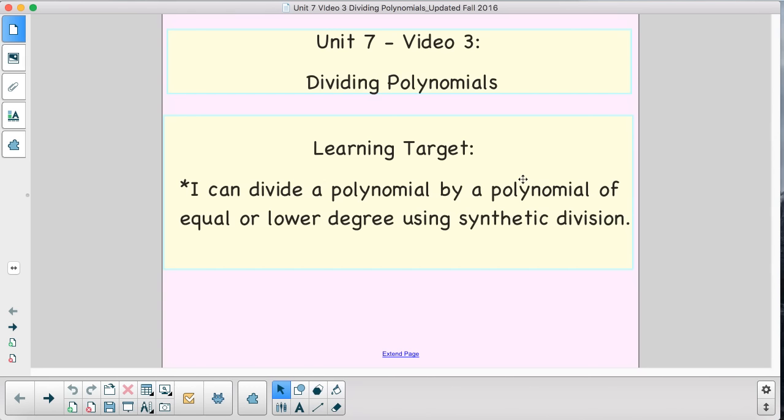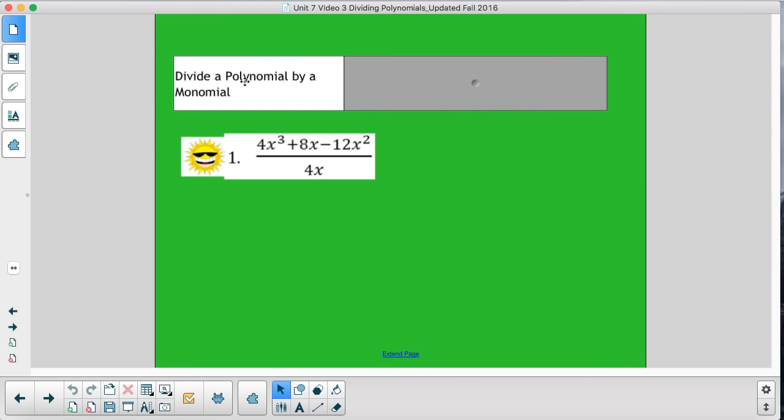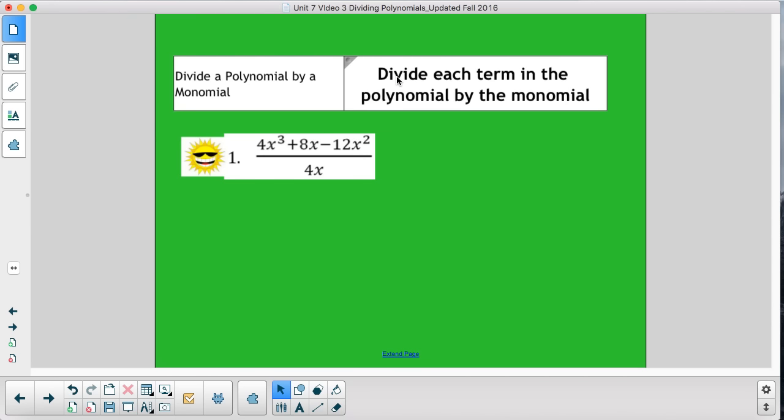Your learning target is that you can divide a polynomial by a polynomial of equal or lesser degree using synthetic division. Before we move into synthetic, we are going to look at how to divide a polynomial by a monomial. The way you do this is you divide each term in the polynomial by the monomial.